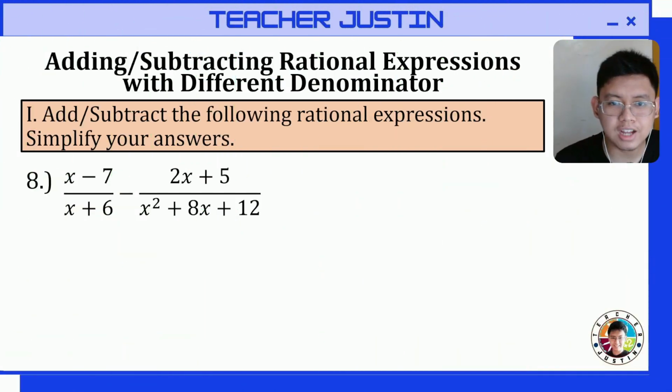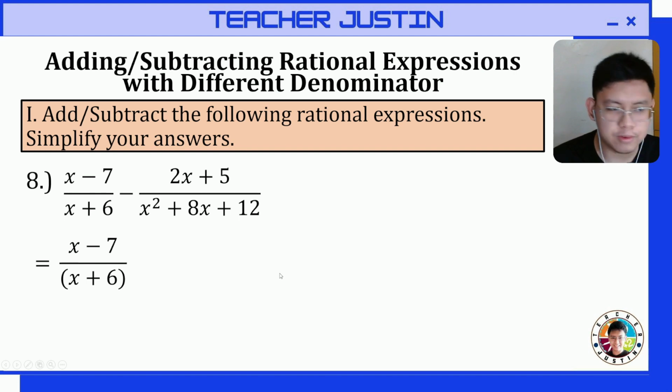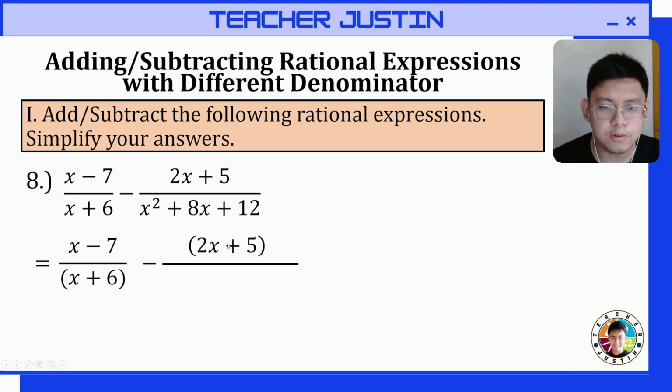Alright. Let's subtract this to rational expressions. So, pag nag-subtract tayo ng rational expressions with different denominators, ang gagawin natin is first, we need to get the factors of our denominators. So, we will have x minus 7 over x plus 6. So, hindi na natin ma-factor si x plus 6. Tapos, yung ating operation, we have 2x plus 5 all over. We factor x squared plus 8x plus 12. That will be x plus 6 and x plus 2.